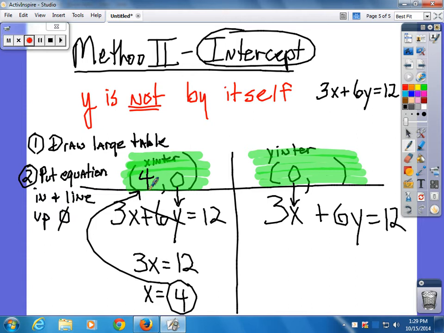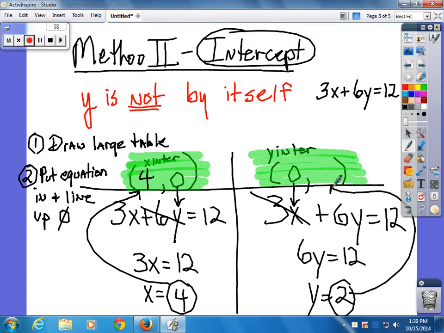What happens to this? What does this 0 do to the x term? Cancels it out. You get 6y is equal to 12. Y is equal to what? 2. And that 2. And then plot those 2 points and you got your line.